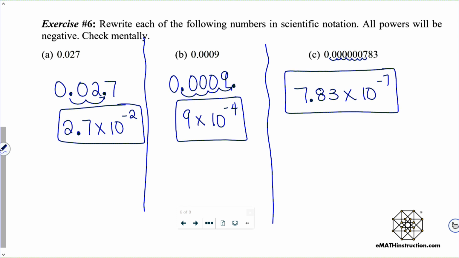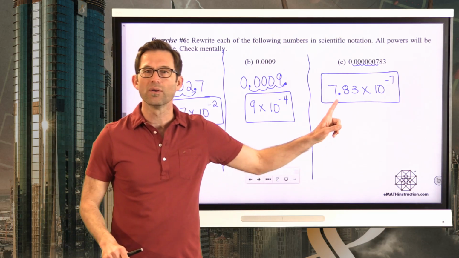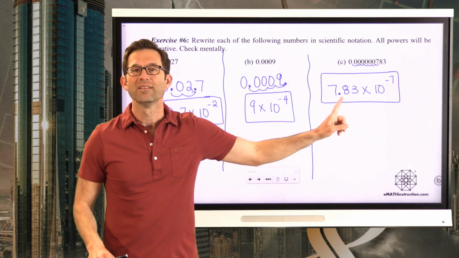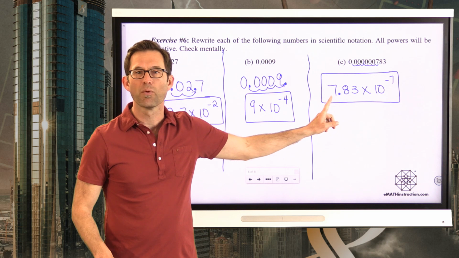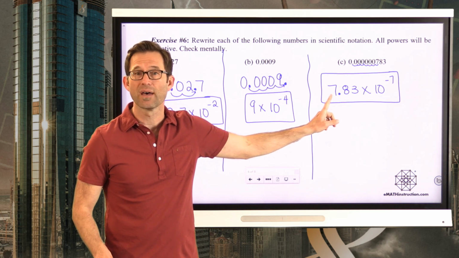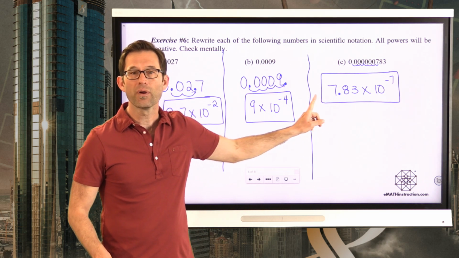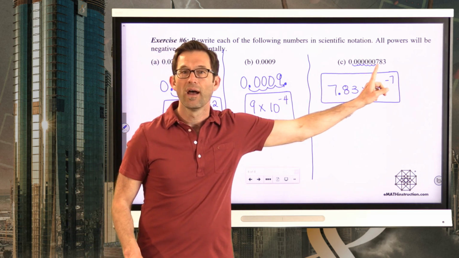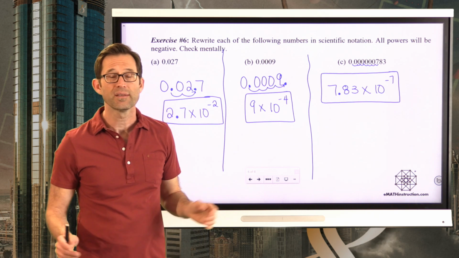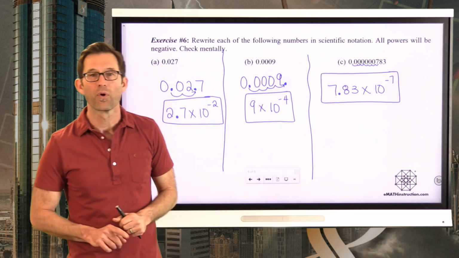Right? And again, a little bit harder to check mentally, but you could still do it. You could say, I'd have to move that decimal point 7 places to the left. The first place would just move the decimal point to here, so it'd be 0.783, and then every other one would give me another 0. So I have 6 zeros and then 783. That's it.